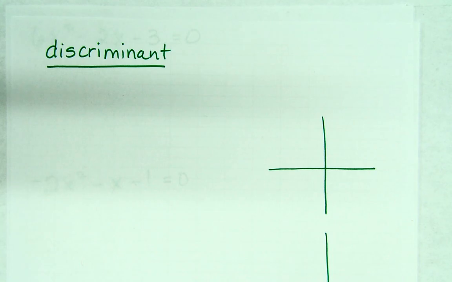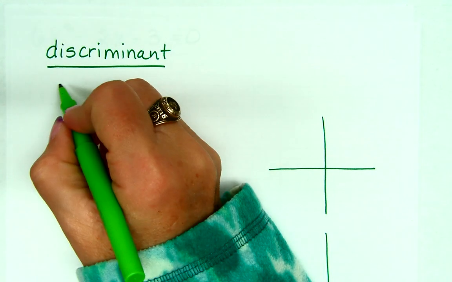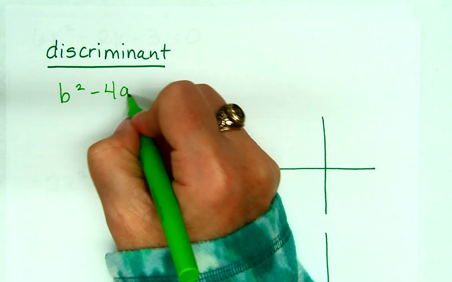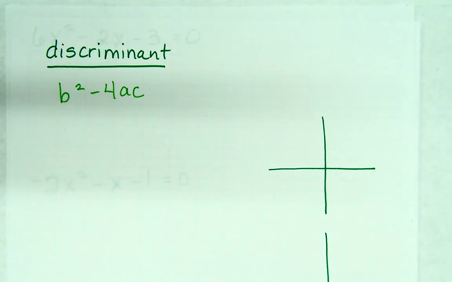So the discriminant is b squared minus 4ac. That's what the discriminant is. It's not something you have to understand. This is a given. The discriminant is b squared minus 4ac. And there's several different options for the discriminant.